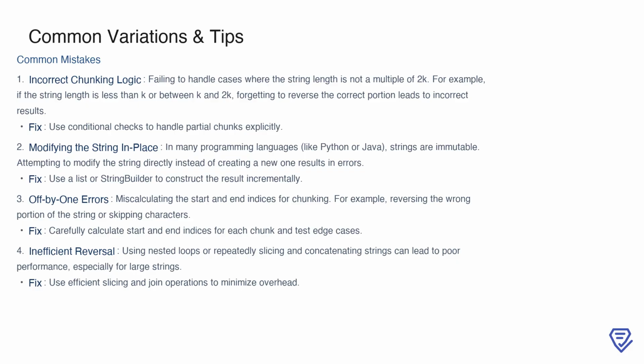Another common pitfall is off-by-one errors, which occur when the start or end indices for chunking are miscalculated. This can result in reversing the wrong part of the string or skipping characters altogether. To avoid this, carefully calculate your indices for each chunk and rigorously test edge cases.